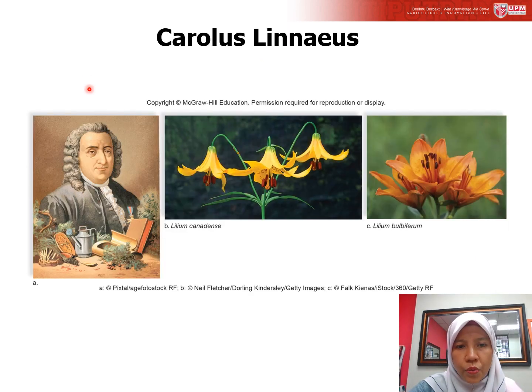Alright, this slide is showing two different species of lily. If you can see here, the first word, Lilium, refers to the genus. Lilium, genus. The second word refers to the species. So this one is Lilium canadense, and this species is Lilium bulbiferum. You can notice that the scientific names of these two species are written in italics. Okay.